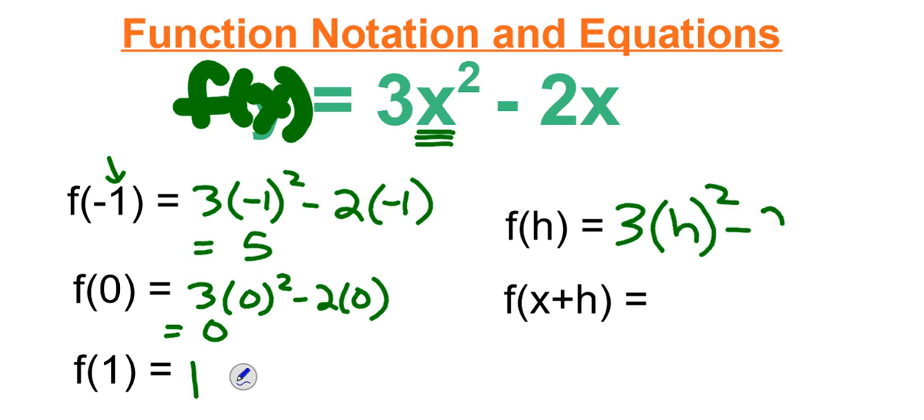Same thing, we're going to write that minus, and we're going to write that 2, and we're going to take the x, throw it away, and replace it with an h. And the only thing I can do is just make it look better. It's 3h squared minus 2h, and that's it. I can't do anything else with it.